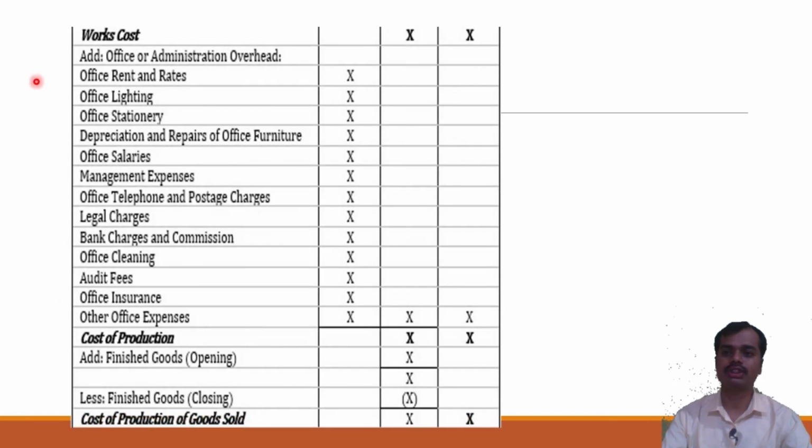After getting works cost, you have to add office or administrative overheads. Office or administrative overheads include office rent rates, office lighting, office stationery, depreciation and repairs of office furniture, office salaries and so on, all office overheads. After adding office overheads, you will get cost of production. In cost of production, you have to add opening stock of finished goods and less closing stock of finished goods. Then you will get cost of production of goods sold.